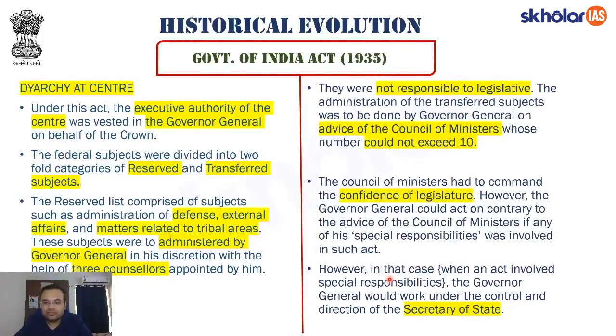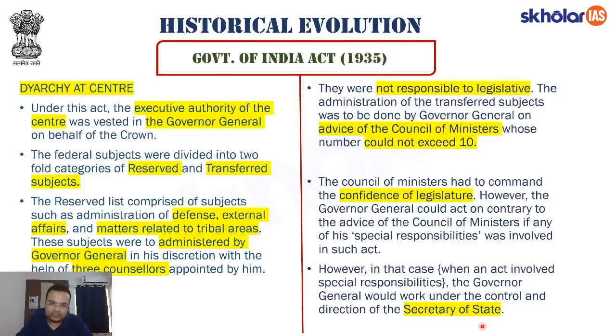However, in that case, when an act involves special responsibilities, the Governor General would work under the control and direction of the Secretary of State. If such a matter comes up, that special responsibilities are being talked about, and a decision needs to be taken with respect to special responsibilities, in such cases the Governor General was expected to work under the control and direction of the Secretary of State.